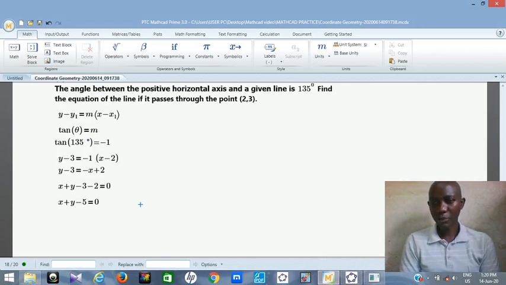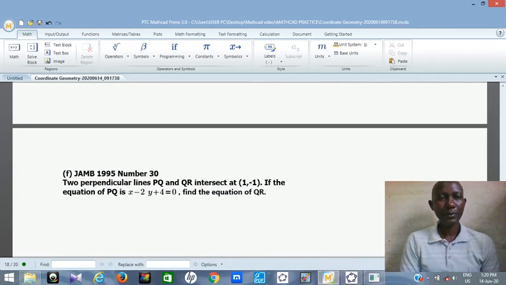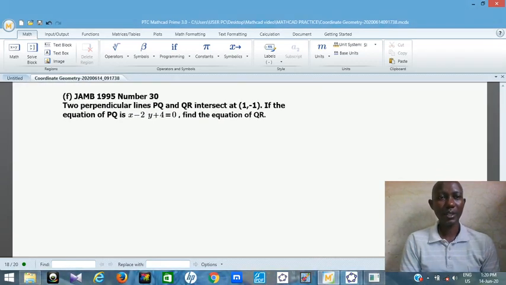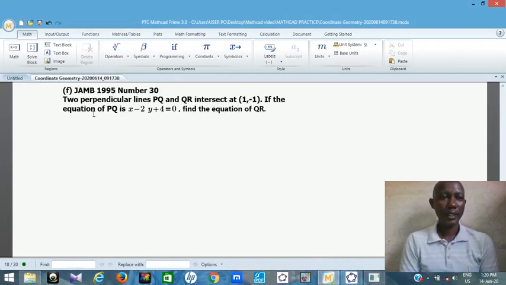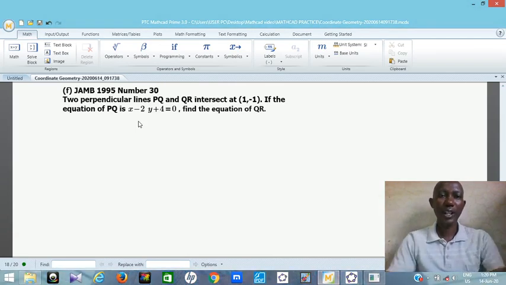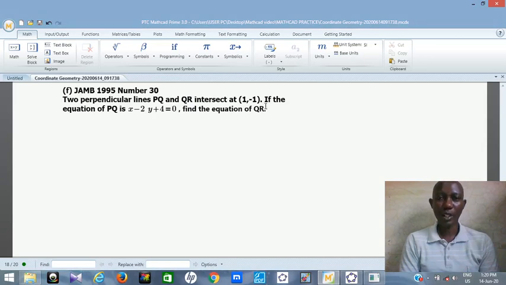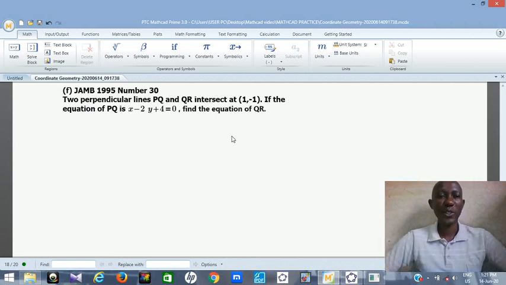So the next example I have for us is taken from 1995 JAMB number 30, and this one says we have two perpendicular lines PQ and QR, and they intersect at 1, minus 1. So this is the intersection of two lines, so we'll have line PQ and line QR, and they meet at this point when x is 1, y is minus 1. It now says the equation of PQ, see they gave the equation of PQ, but they didn't give the equation of QR. Now, find the equation of QR. See, that's what the question wants us to find.